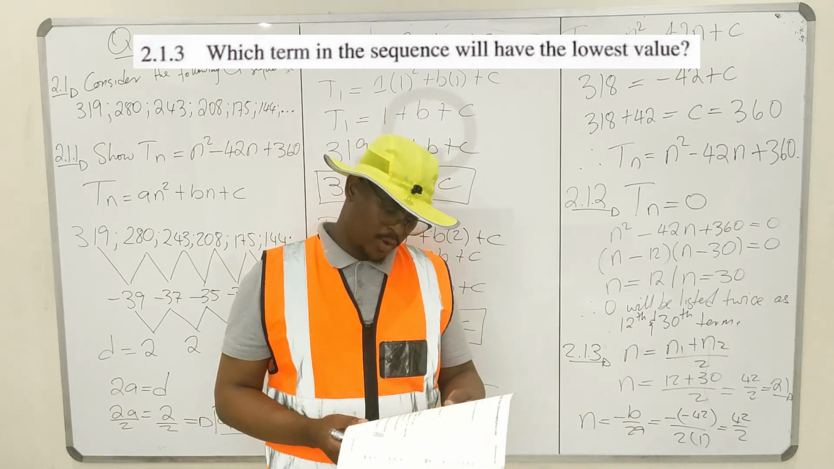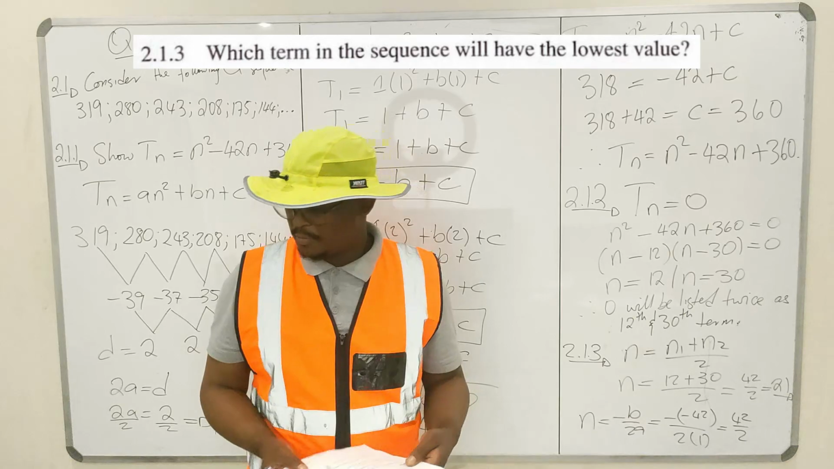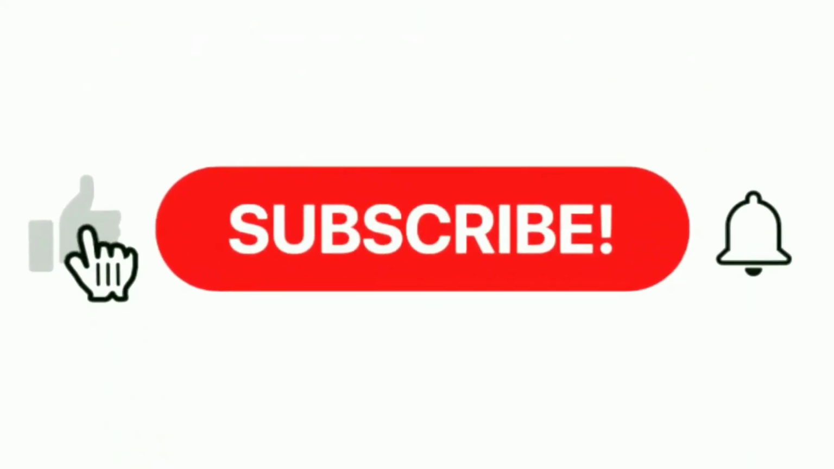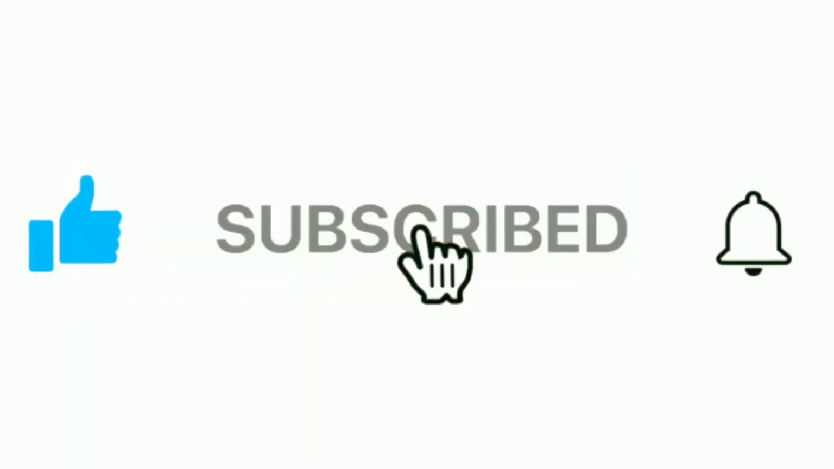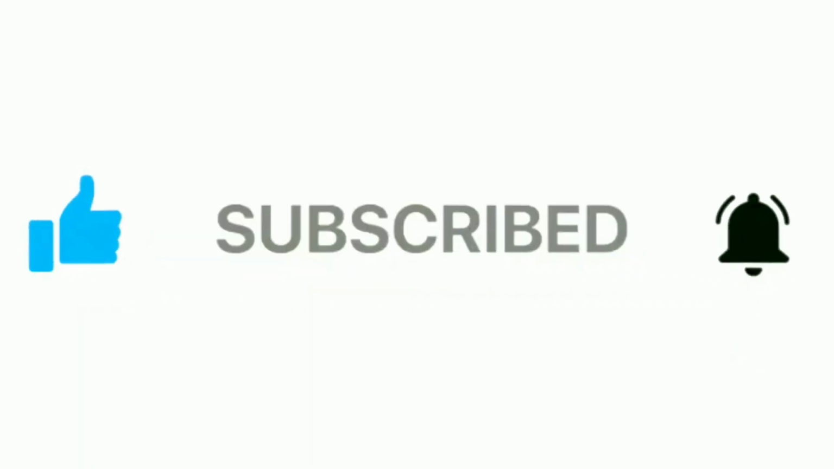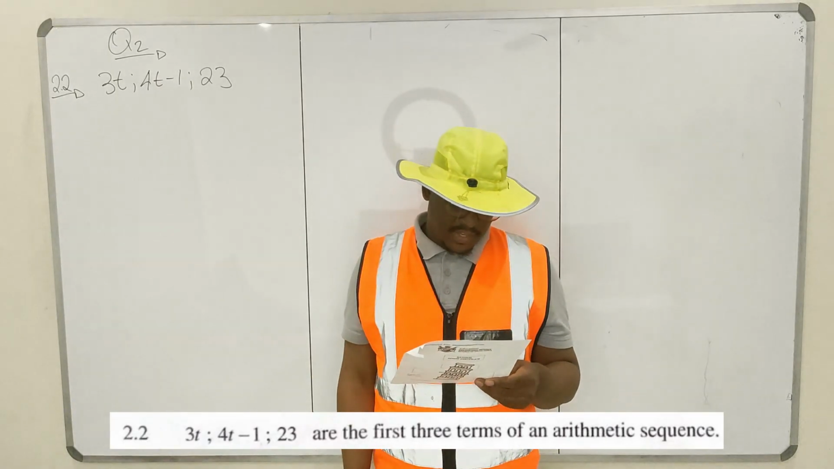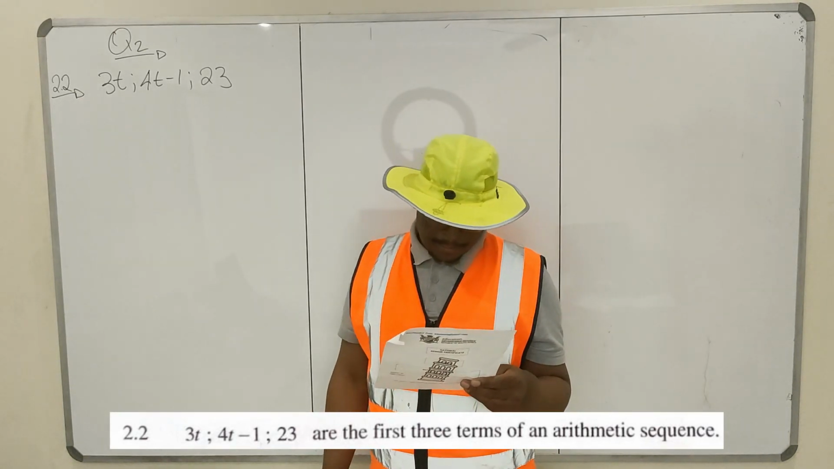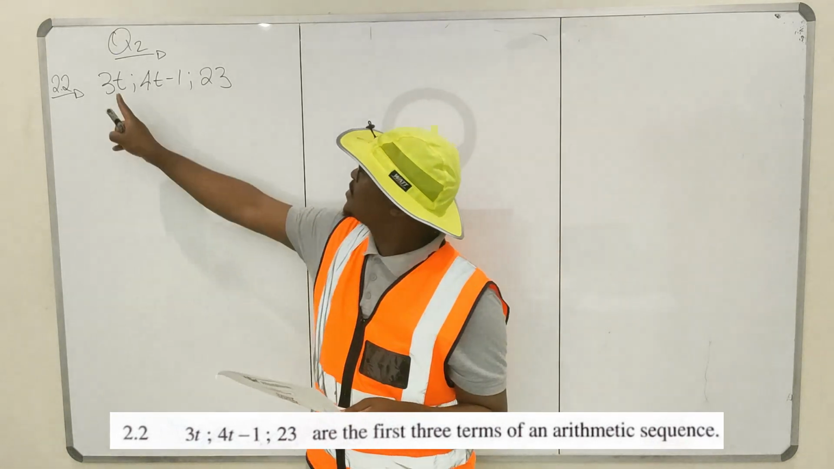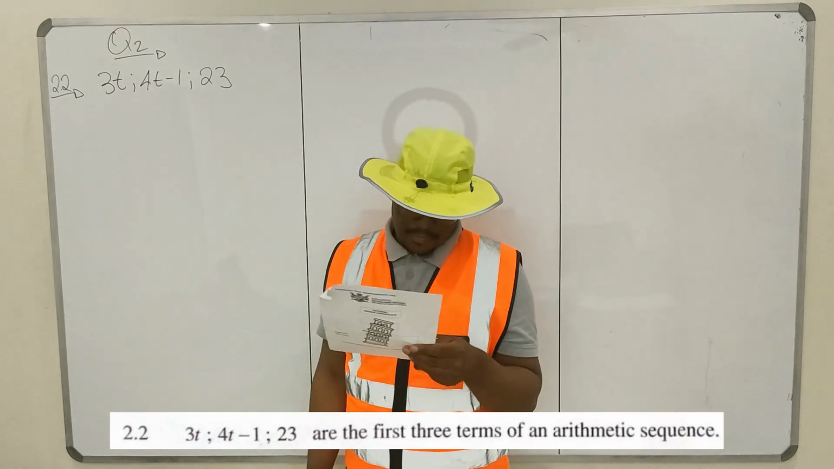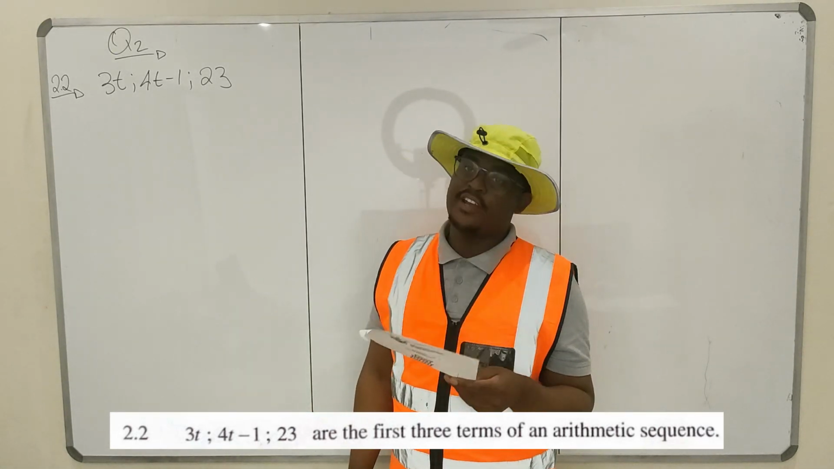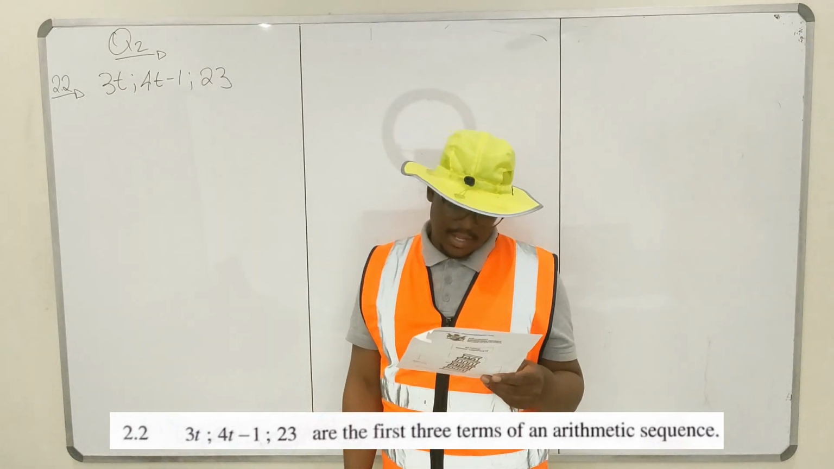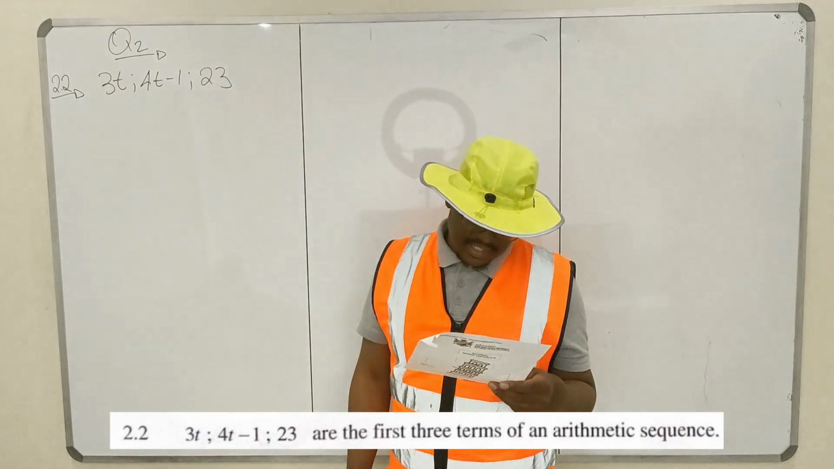So we're done with 2.1. Go to 2.2 now. I'm going to clear the board. So now we're doing 2.2. 2.2 reads as follows. The terms, this term, this term, this term, are the first 3 terms of an arithmetic sequence. So these listed terms here are the first 3 terms of an arithmetic sequence.